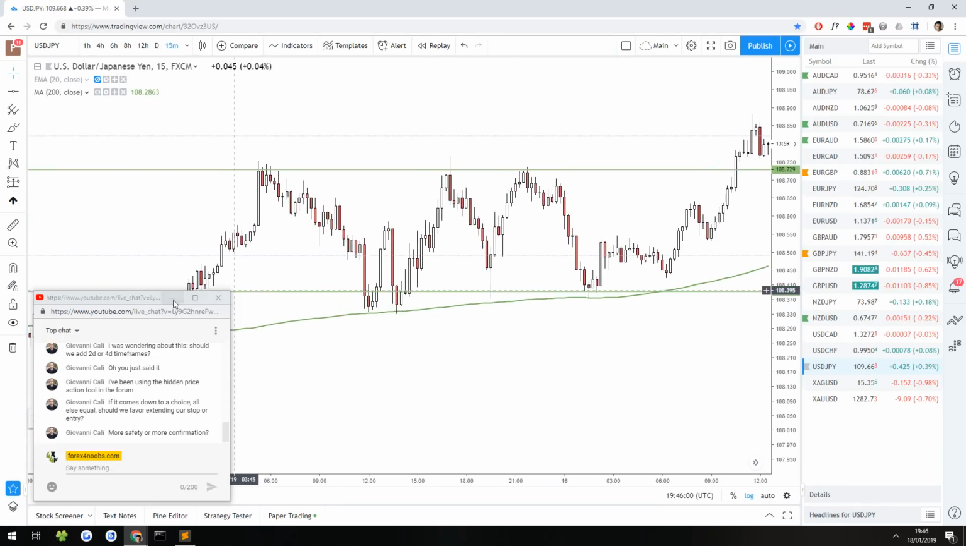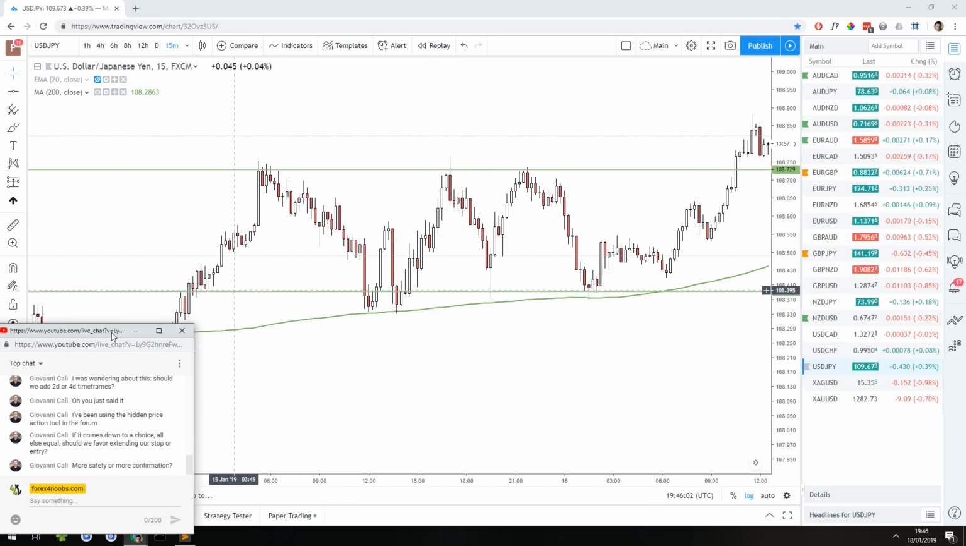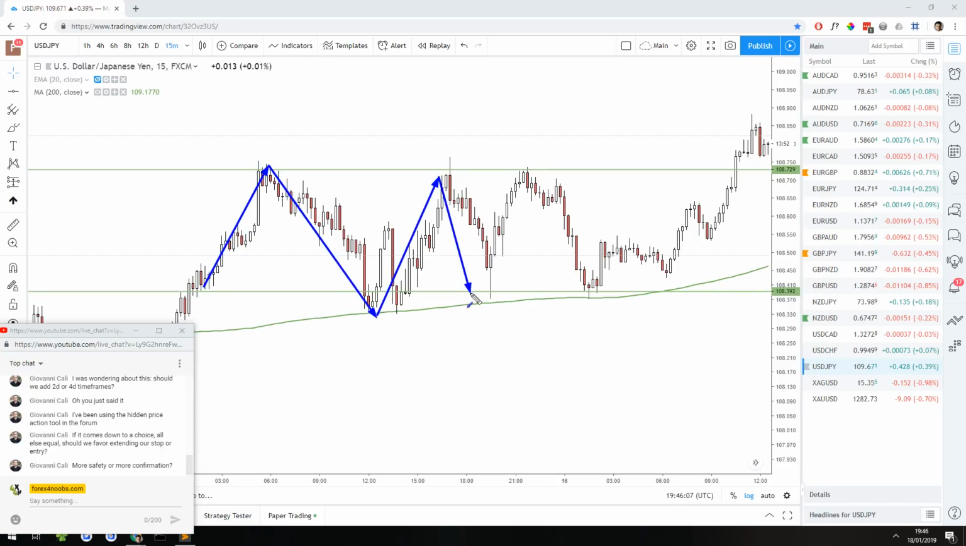So here we have a pretty decent compression or range, let's call it, formed on USD JPY on the 15-minute chart not too long ago. So that's the range formed. It's got 2 bounces from the bottom, 2 bounces from the top. You can start trading it at that point.